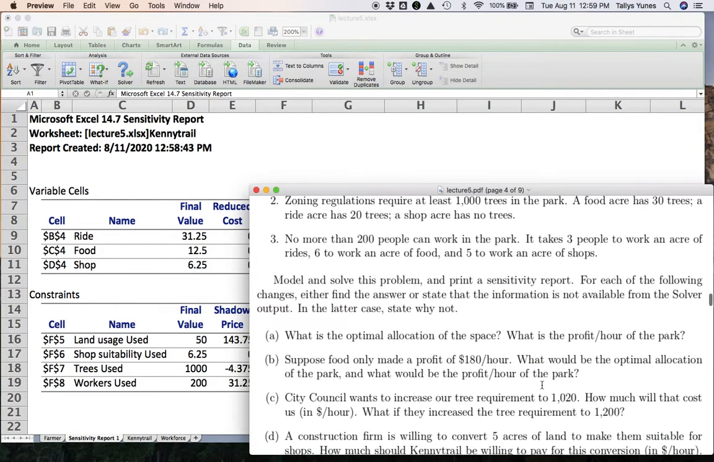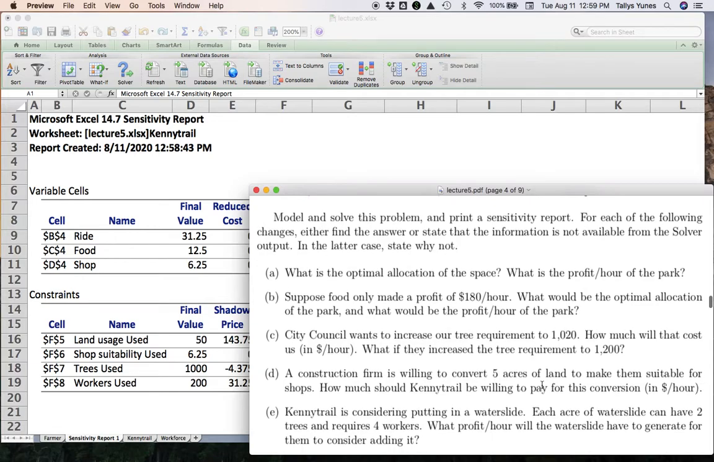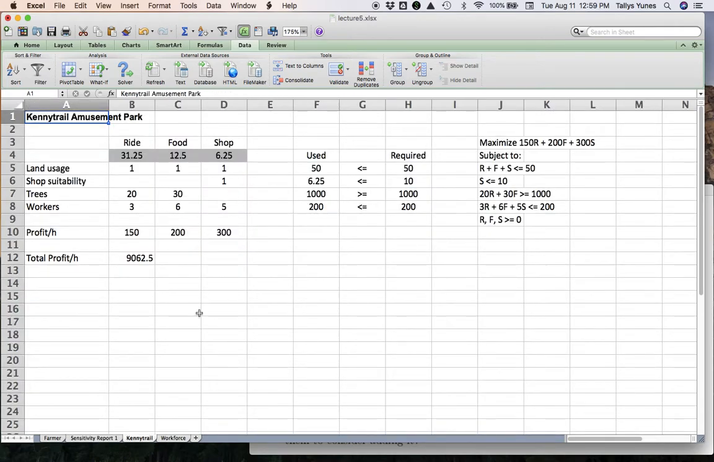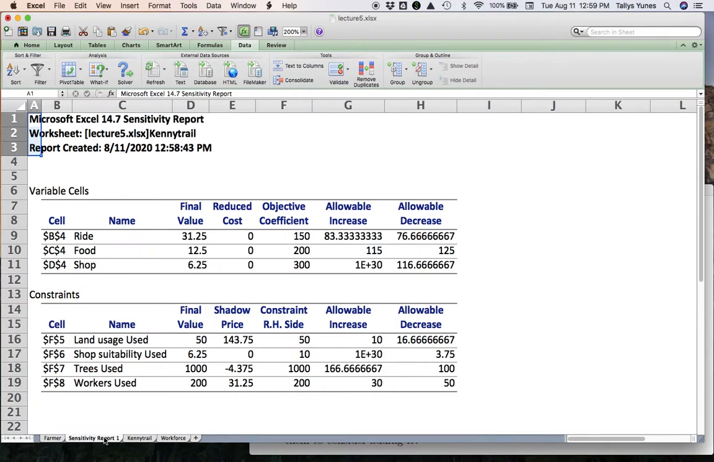And the questions are the following. What is the optimal allocation of the space? And what is the profit per hour of the park? Well, this is obvious if I gave you access to this sheet here, because the optimal allocation would be this many acres for each activity, and the optimal profit is here. But if you could only see these two tables, you can still calculate that. Well, the final value column is what tells you what the optimal solution was, right? So for the ride variable, it's 31.25 acres, food 12.5, and so on.